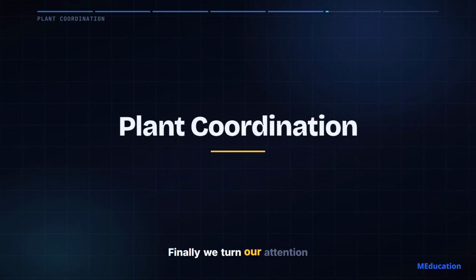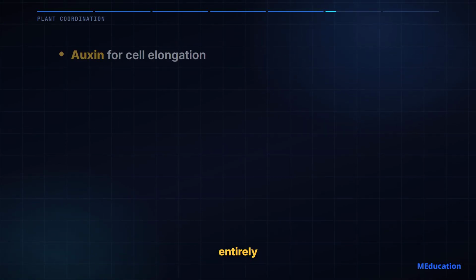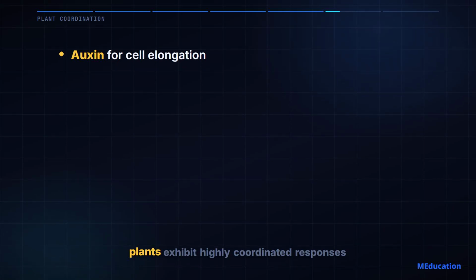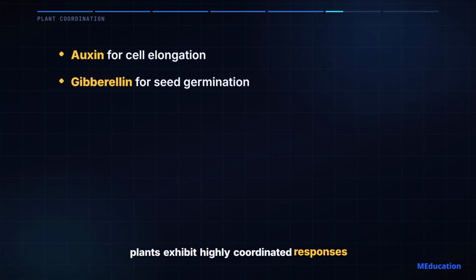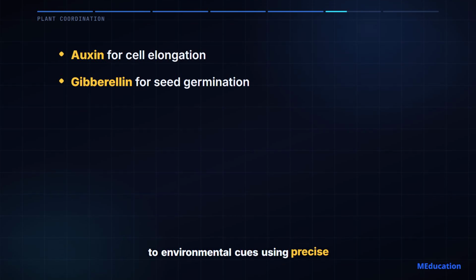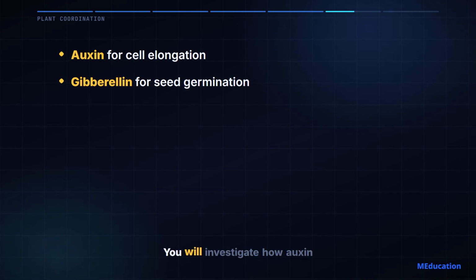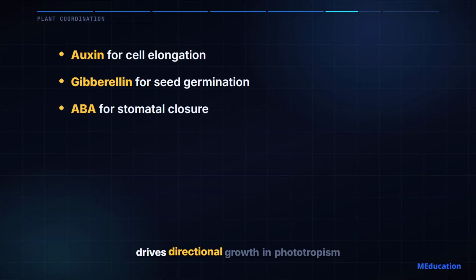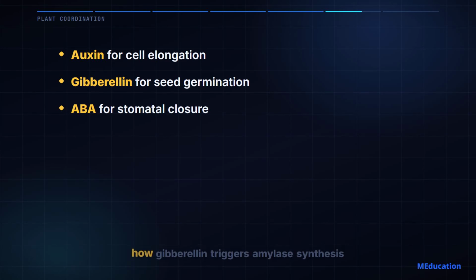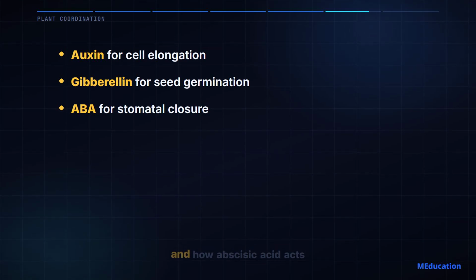Finally, we turn our attention to plants, which lack a nervous system entirely. Despite having no nerves, plants exhibit highly coordinated responses to environmental cues using precise chemical messengers called plant growth regulators. You will investigate how auxin drives directional growth in phototropism, how gibberellin triggers amylase synthesis to break seed dormancy, and how abscisic acid acts as a stress hormone to force stomata closed during a drought.